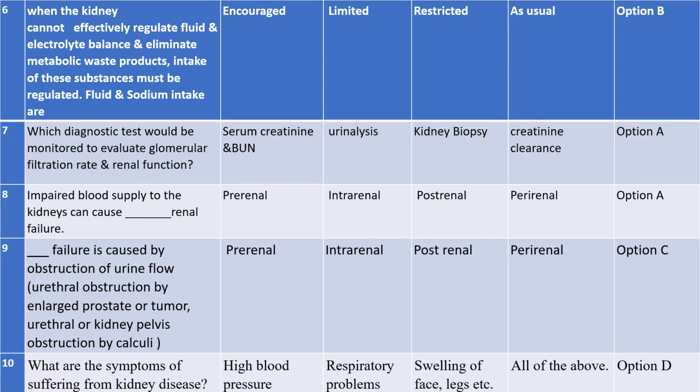So you can learn this by heart, okay? Urinalysis भी है, urine test करके, किडनी बायोप्सी भी, तो टिश्यू निकल के जो चेक करता है, और क्रिएटिनिन क्लियरेंस, all this. But the answer is serum creatinine and BUN. So the serum creatinine or BUN, this is the diagnostic test that you would monitor in order to evaluate GFR rate and renal function.